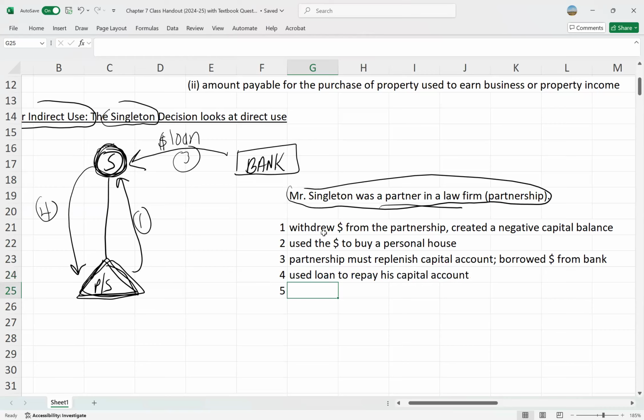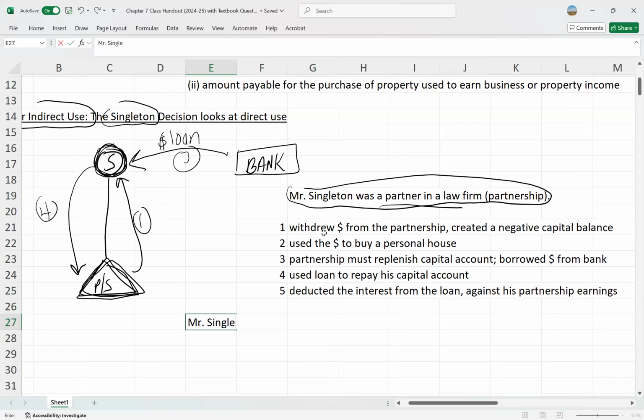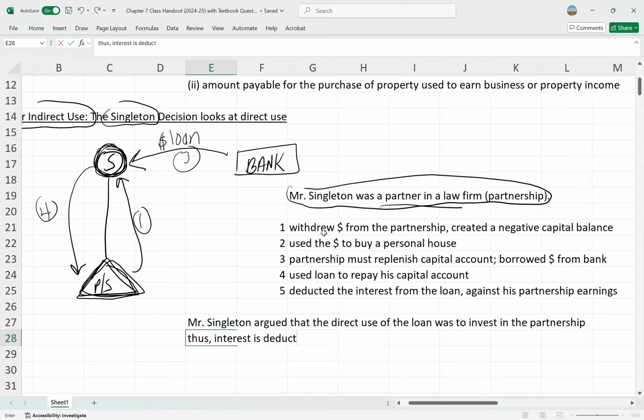And then basically the very last step was he deducted the interest from the loan against his partnership earnings. And so this is sort of what Mr. Singleton argued, that the direct use of the loan was to invest in the partnership. Thus, the interest is deductible.